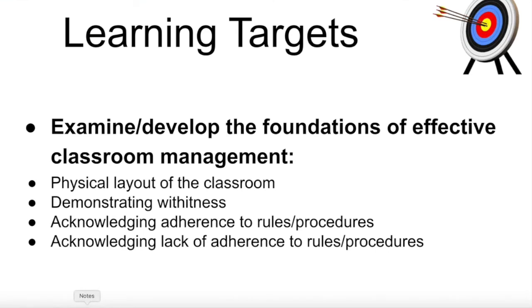Now, when we talk about effective classroom management and what that really consists of, what we're talking about are these four components: the physical layout of the classroom, demonstrating with-itness or our awareness of what's going on in the classroom, how we acknowledge adherence to rules and procedures. In other words, what do we do when students are doing what's been asked and expected of them, as well as acknowledging a lack of adherence to rules and procedures, recognizing and addressing when students are off task and/or disruptive or not in harmony with the procedures that we've set up.